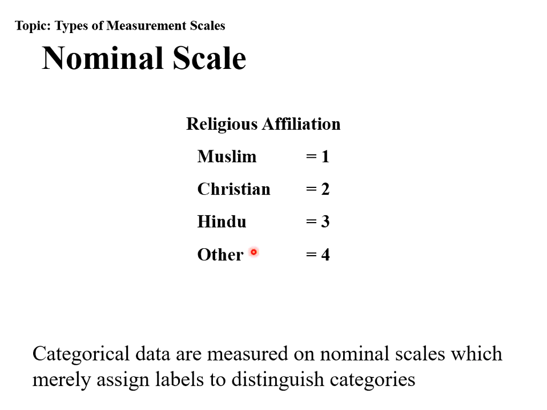Similarly, if we want to know the religious affiliation of the population in a certain locality, we can assign numbers to different religions, for example Muslim, Christian, Hindu and others. So religious affiliation again is a nominal scale. Categorical data are measured on nominal scale, which merely assigns labels to distinguish categories.